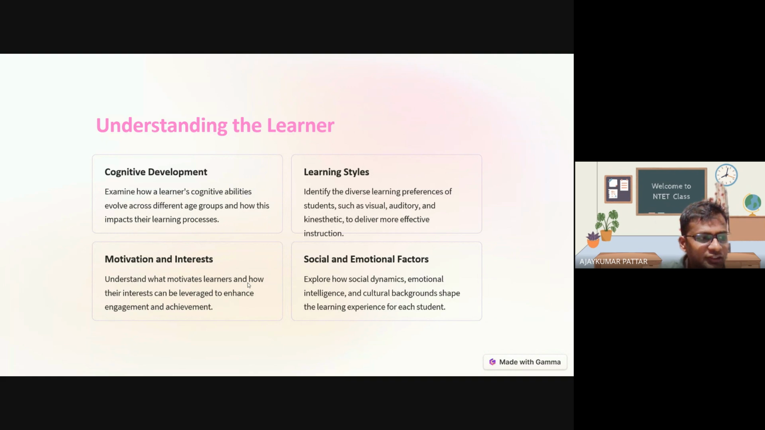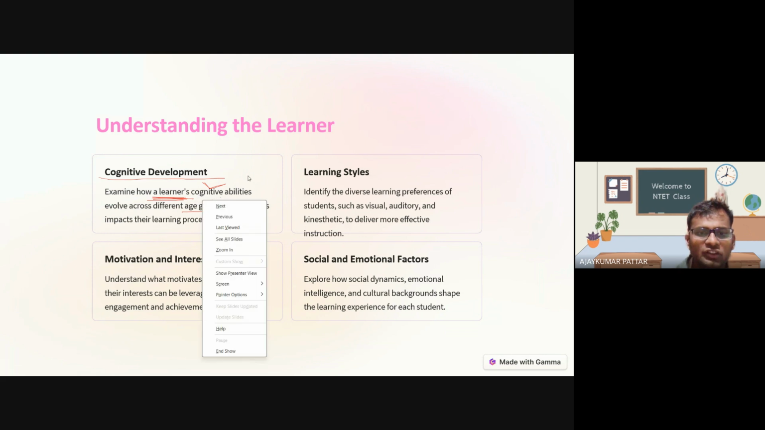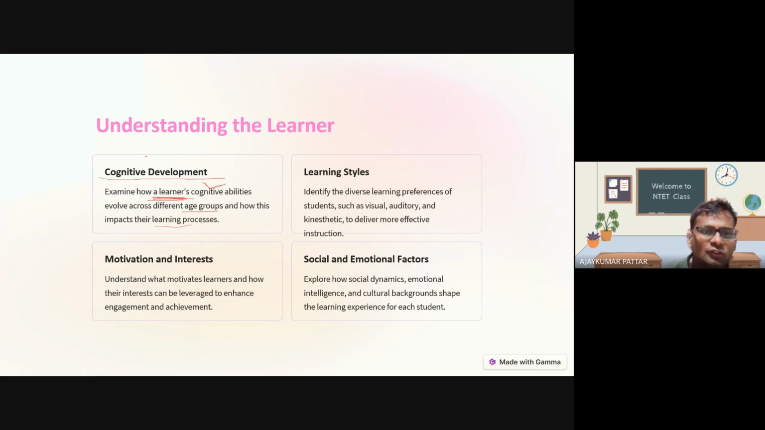Then understanding the learner. Through psychological concepts, we understand the learner, whom we want to teach. To understand the learner, first one is cognitive development. So what is the cognitive development? The learner, whether child, adolescent, adult or older person, we examine his cognitive abilities, the different levels of these cognitive abilities, how cognitive development will happen in the learners, and the impact of this cognitive development on their learning process. That's why in psychology we will study cognitive development from birth up to old age. So how cognition will develop throughout life, we will study that.